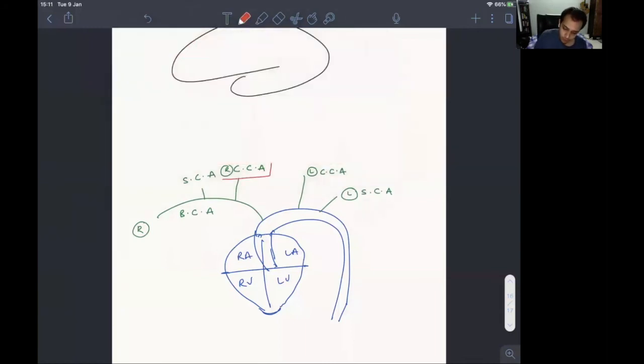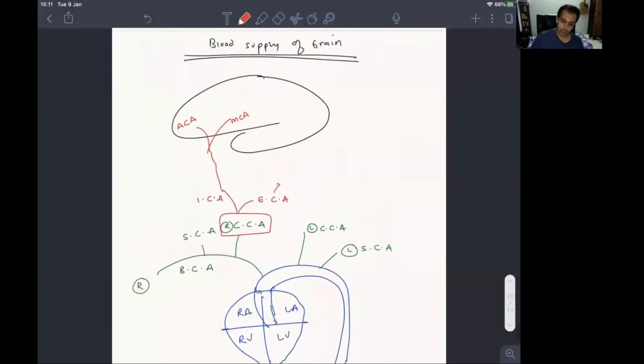After this, from your common carotid artery, there will be two branches, your external carotid artery and your internal carotid artery. The external carotid artery will supply the outside part of your face and neck, and the internal carotid artery will go into the brain. Inside the brain, it will split into two, the anterior cerebral artery and the middle cerebral artery.